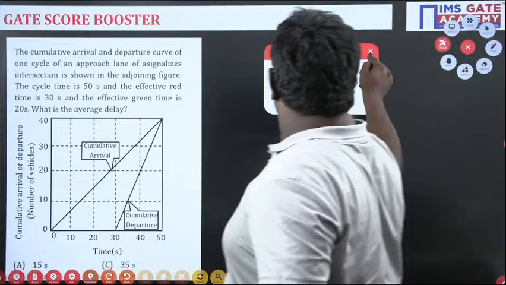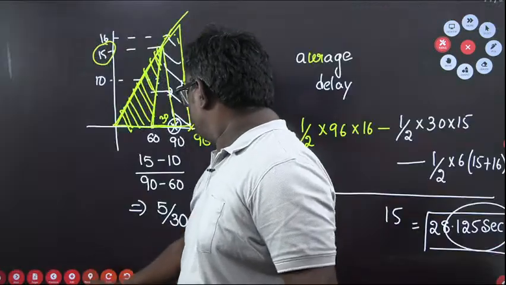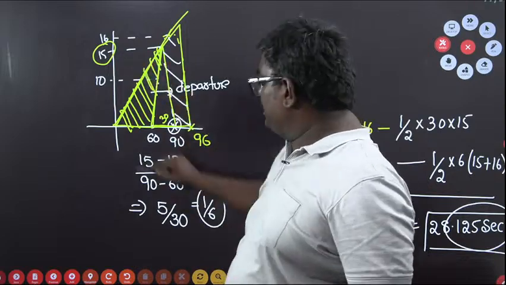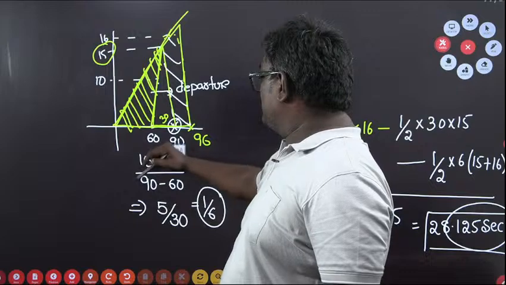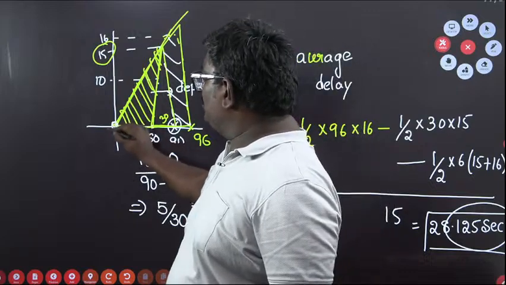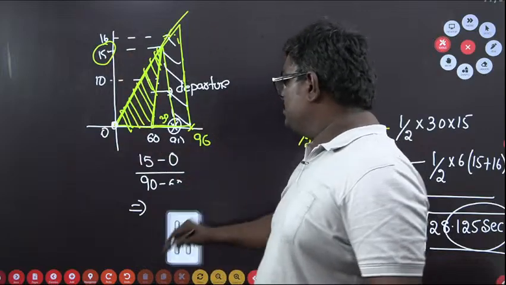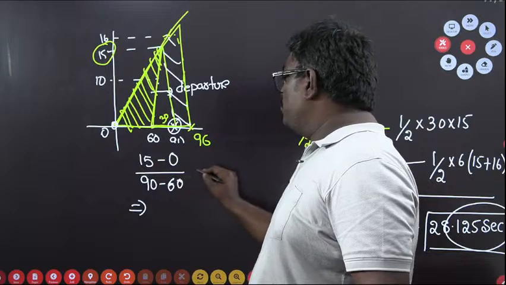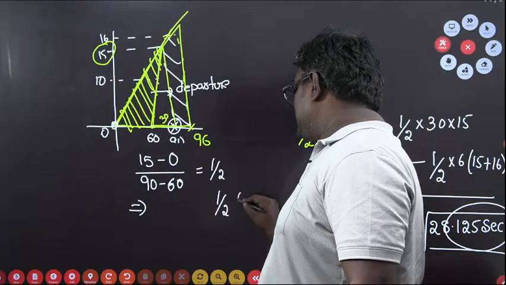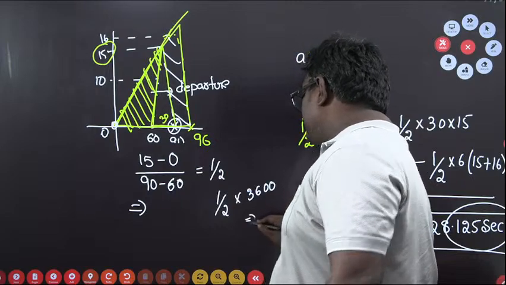Sir, in the previous problem, if you see the saturation flow, here we have taken 15 minus 0, because this point is 0. Here we have 15 minus 0 by 90 minus 16. So this value will be equal to 1 by 2. So 1 by 2 into 3600 will give you 1800 vehicles per hour.